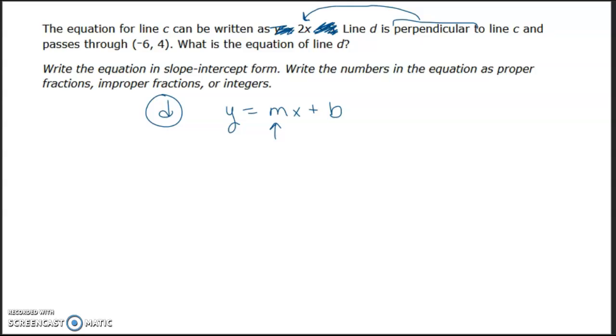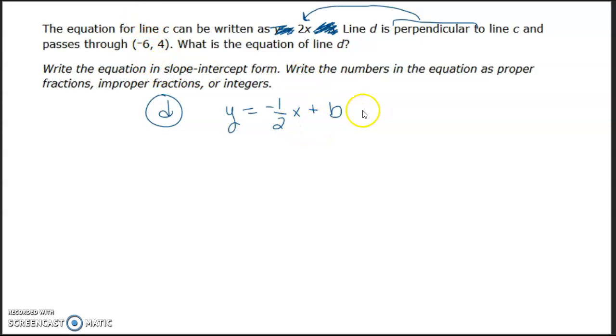So what I can do is use that clue and at least fill in the m, right? So the opposite of positive 2 is negative 1 over 2. So we learned about perpendicular slopes a couple weeks ago. That's cool. So I'm really close. I still don't have a b. Let's see if it gives us what the b is. And passes through a point. Well, this is not our b. Our b has to be our y-axis, so that doesn't work.